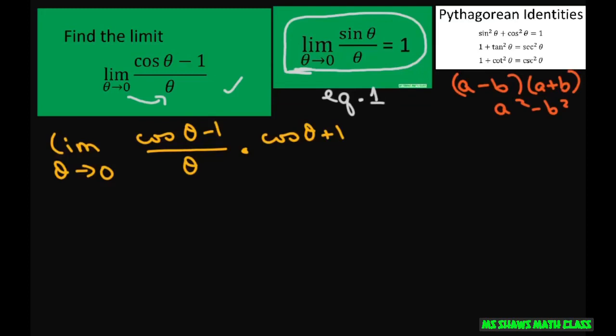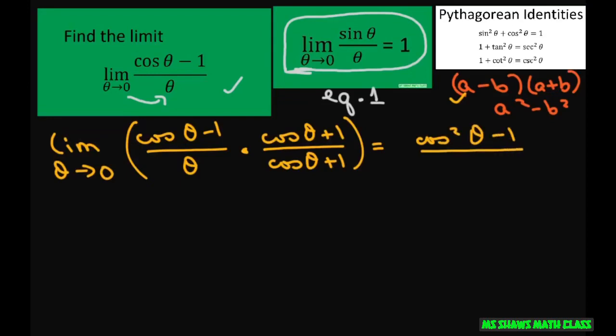So that's our goal. If you multiply the numerator by cosine theta plus 1, you also need to multiply the denominator by cosine theta plus 1, because that just equals 1. All right. So the numerator, we're just using this formula. It's just going to be cosine squared theta minus 1 divided by theta times cosine theta plus 1.